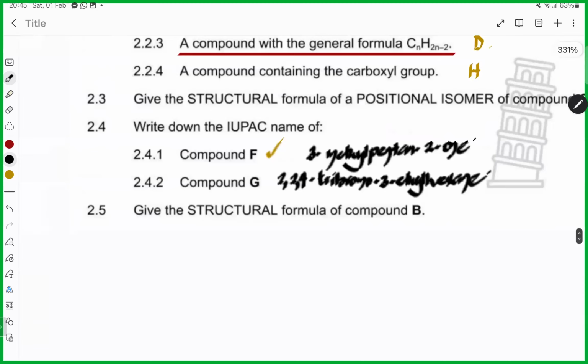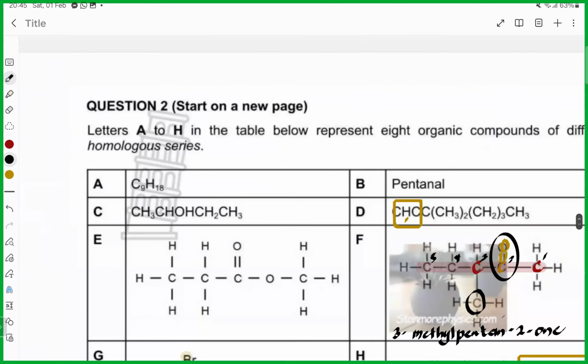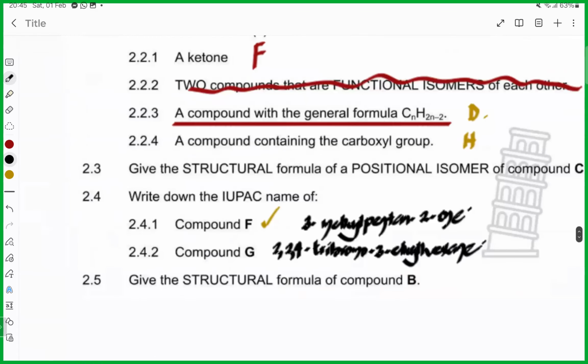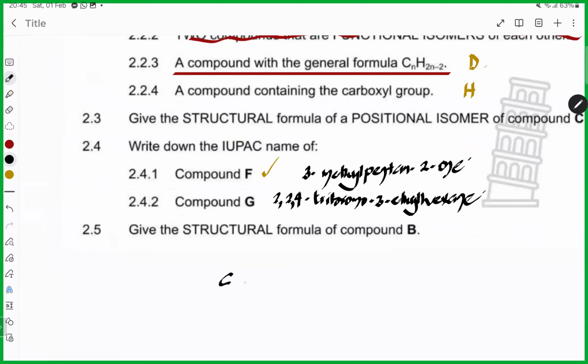Then they want us to give the structural formula of compound B. Pentanal. Everybody should be able to draw pentanal, eh? Pent, and at the end, 4 methyl. Pentanal for you.